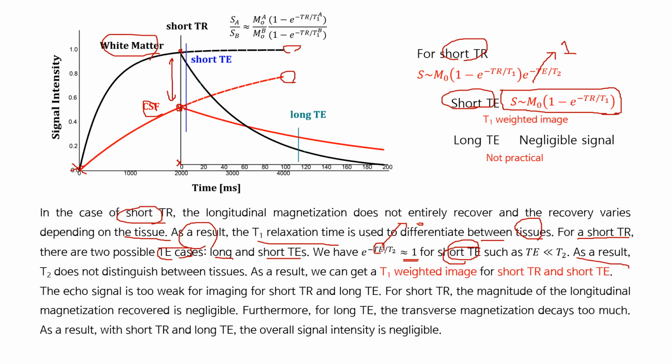As a result, T2 does not distinguish between tissues, because for short TE, this term will become 1. As a result, we can get a T1 weighted image for short TR and short TE.